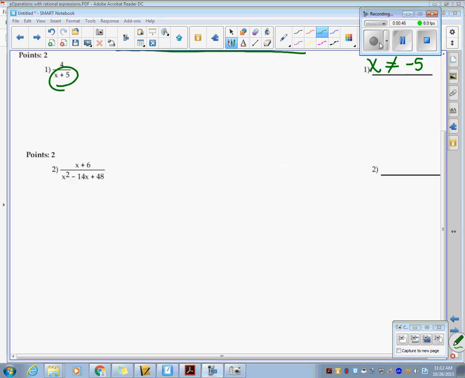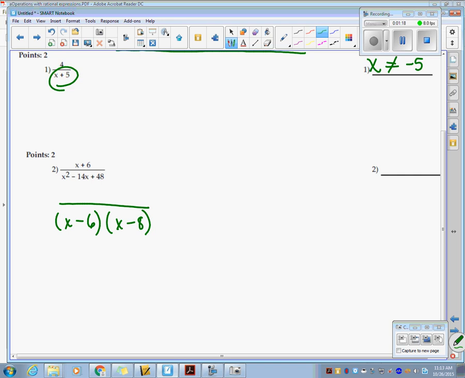Okay, number 2. Take a look at number 2, and the directions are the same. What must be excluded from the domain? So in order to figure this out, you need to factor the bottom. And factors of 48 are 6 and 8. 6 times 8 is 48, and 6 plus 8 is 14. So this is how you would factor this. And this means that some of you actually worked this out, and that wasn't necessary on this one. But what was necessary is that you tell me that x could not be 6 or 8.